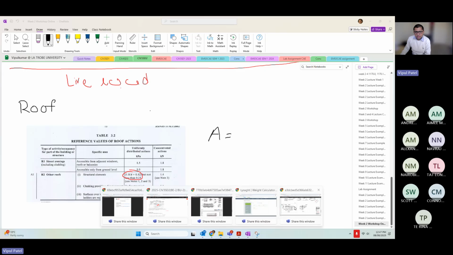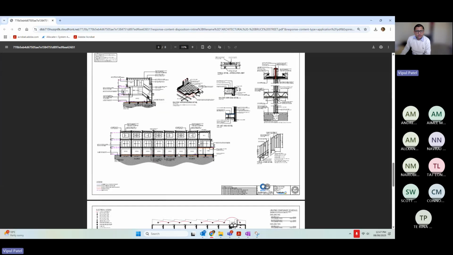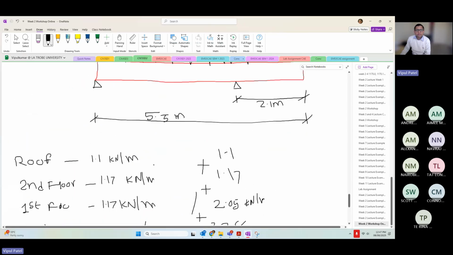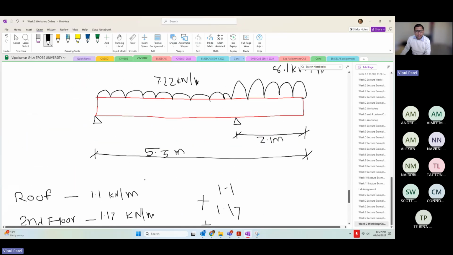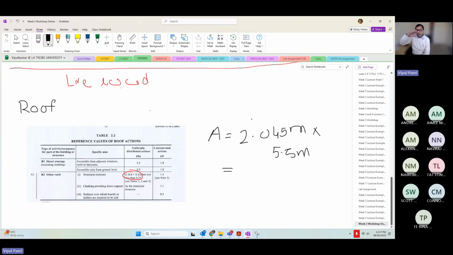Let me go to these ones. This length, which is 2.045 across, so 2.045. You remember that value that we used, multiply by the length of your beam, which is 5.5 meters. That's the length of the whole beam, times 5.5 meters. And that's your area of the roof, because half of the roof will be taken by this beam and another half will be taken by this other beam. So that will be your 11.25 meters square.